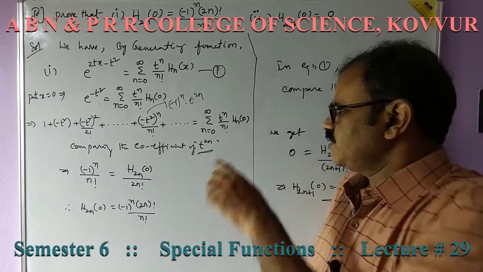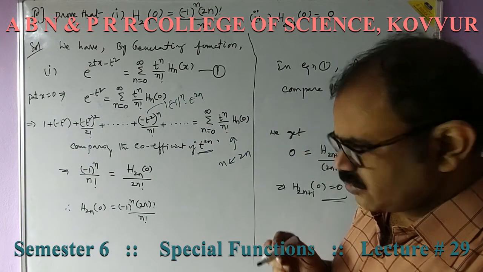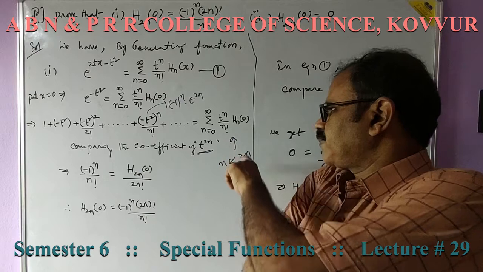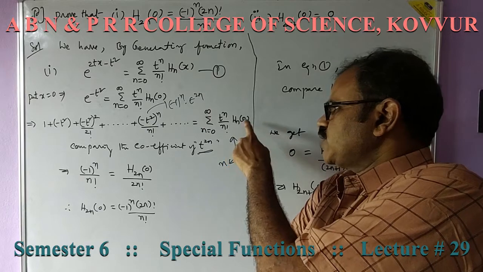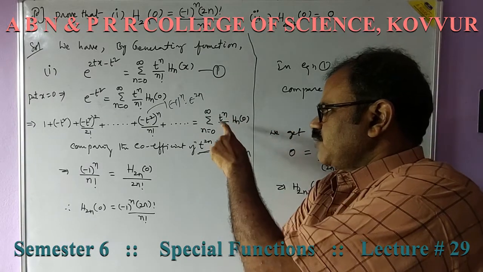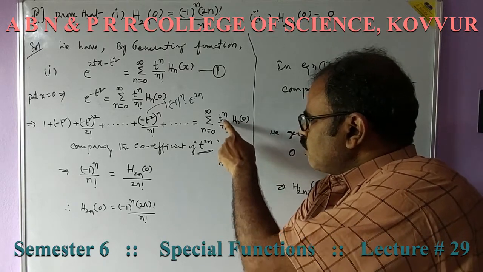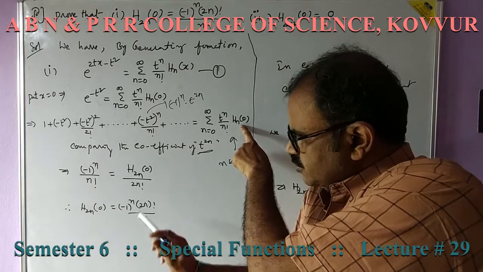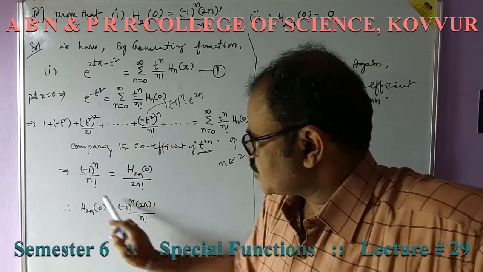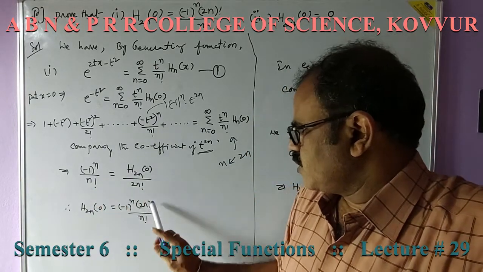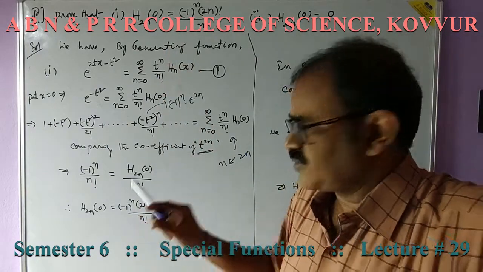On the right hand side, replace n with 2n. Then only you get a coefficient of t^2n. Replace n with 2n: t^2n by 2n factorial H_2n(0). Therefore, the coefficient of t^2n is H_2n(0) by 2n factorial. Therefore, H_2n(0) is equal to (-1)^n into (2n)!/n!. That is the required result.